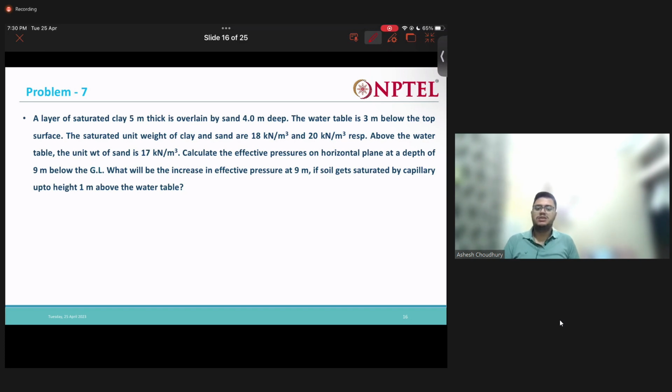Effective stress is nothing but the stress generated at the contact area of all the soil grains, right? So one is effective stress, one is total stress, one is pore water pressure. Our total stress is equal to the effective stress plus the pore water pressure. Another name of pore water pressure is neutral stress or neutral pressure, because it acts all around the soil grain.